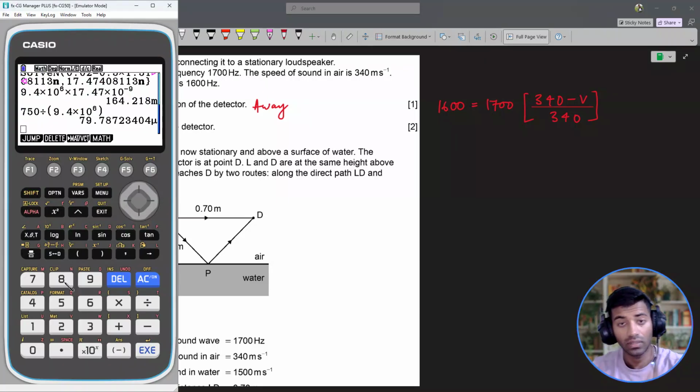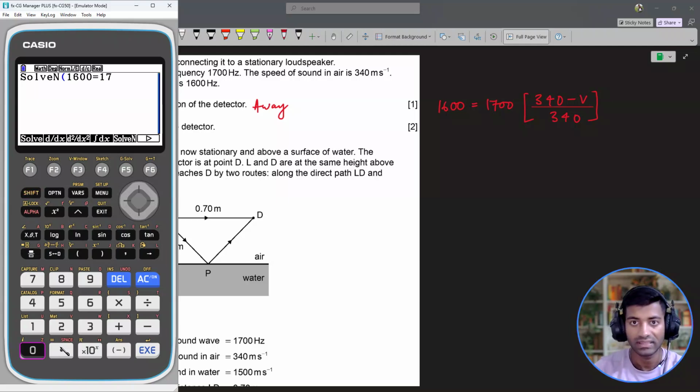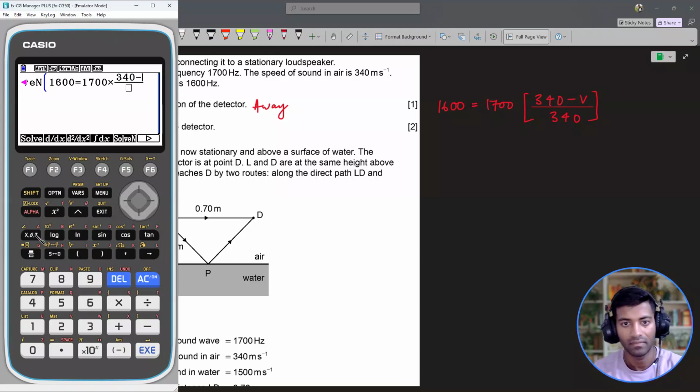All right. So we are solving for V. So let's just quickly clear all of this. Okay. We are solving. We'll need N solve. Okay. N solve 1600 shift equals 1700 times, have an entire bracket where we have 340 minus the variable x, which represents the V variable, the speed of detector, and in the denominator we have 340 again, and in the end we'll just close the brackets.